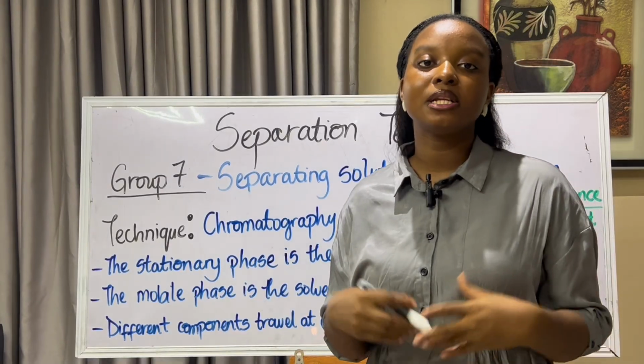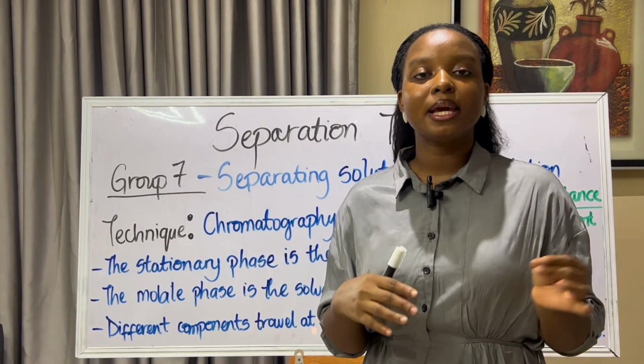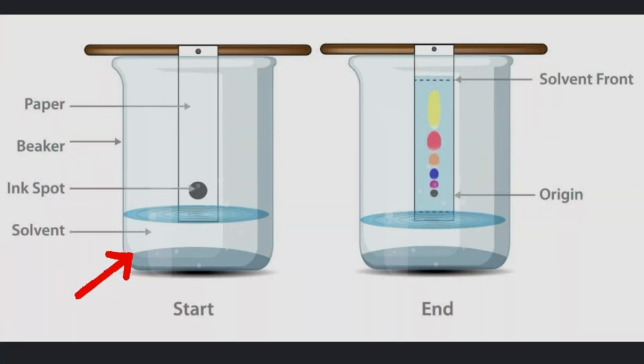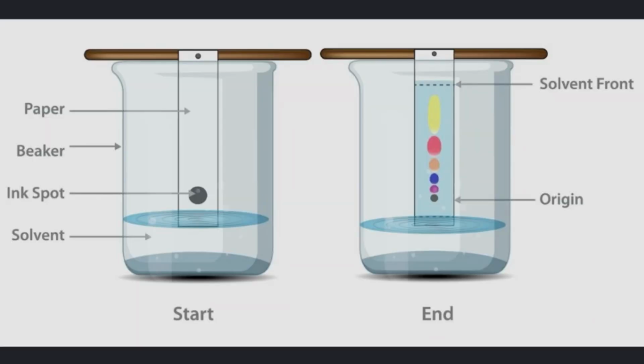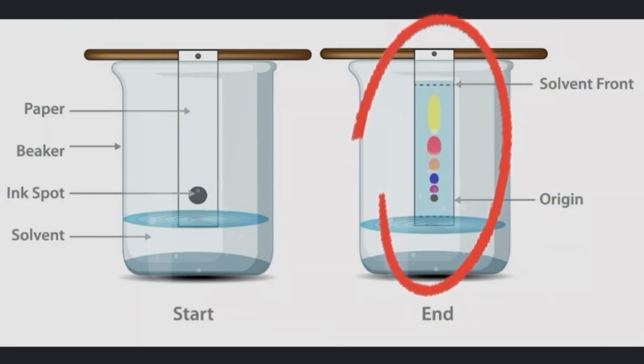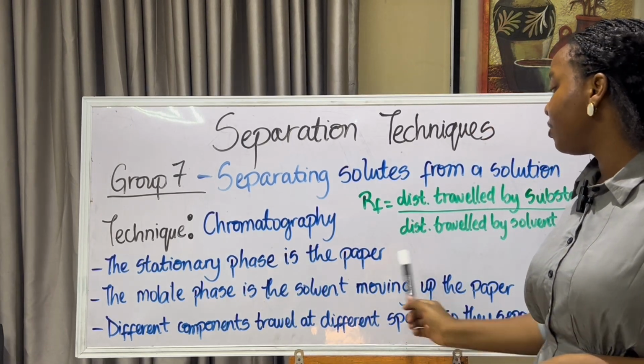Then the solution containing the different solutes that we want to separate is spotted on one end of the chromatographic strip. The spotted end of the strip is dipped into the appropriate solvent. The spot isn't dipped, but the spotted end is dipped into the solvent and is put into an airtight jar and closed. Once the strip is dipped, the solvent begins to travel along the strip, and that is what we refer to as the mobile phase. As we see here, the mobile phase is the solvent moving up the paper.